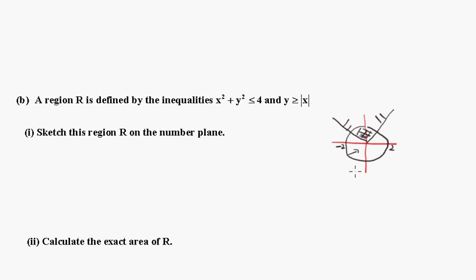And the area, well, the area is quite easy because the area of a circle is pi r squared, so it's pi times 2 squared, which is 4 pi. But you can see here, this is at 45 degrees, so that would be 1/4 of the area of the circle. So the answer would be, area would be equal to pi. That would be the region R. It's pi units squared.